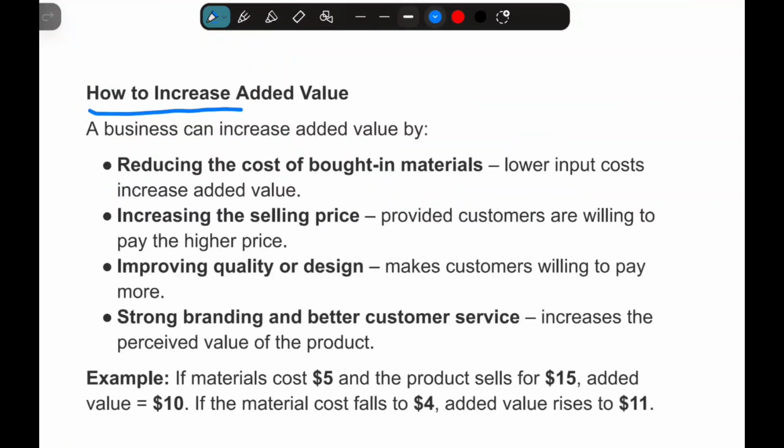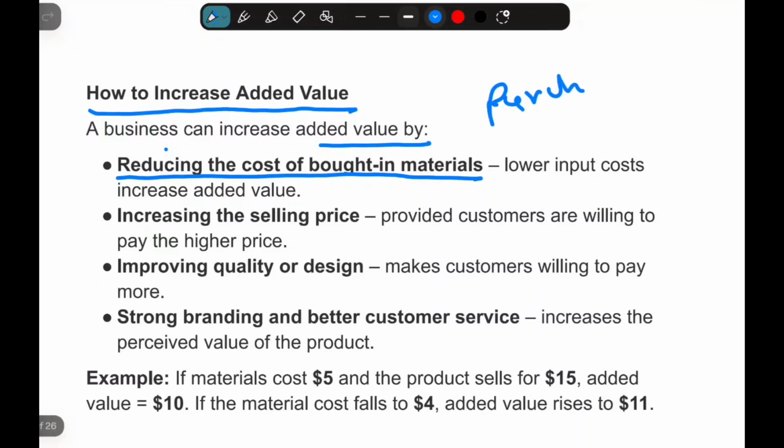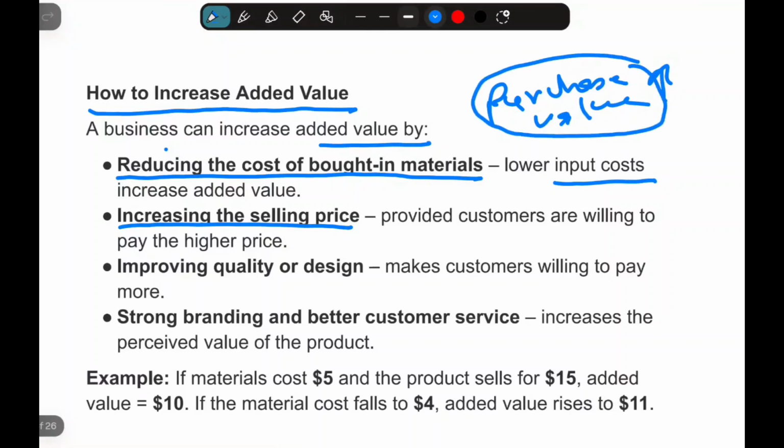How to increase added value? A business can increase added value by reducing the cost of bought-in material. If a business is able to lower the purchase value of the inputs, the added value will increase because the profit earned will increase. Now the second point, increasing the selling price. Either we can make our purchase at a lower price or we can increase the selling price. If we increase the selling price, we will earn more profit.